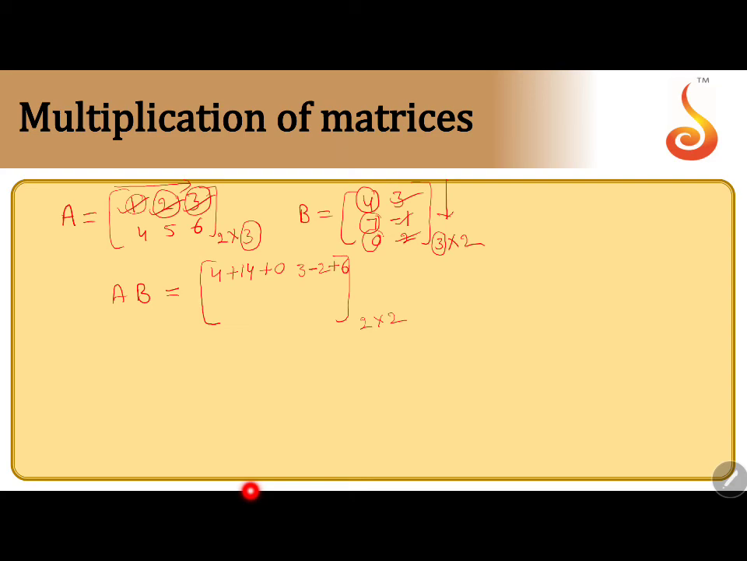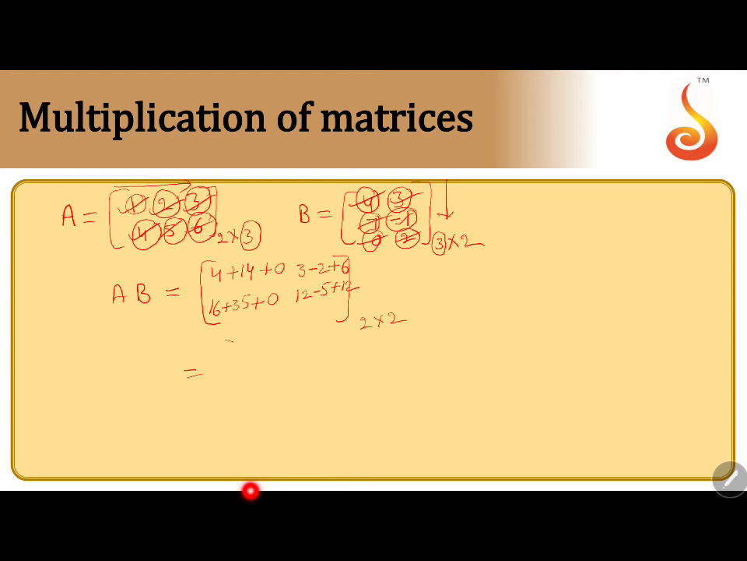Next, second row, first column. Second row from A, first column from B. 4 into 4, 16. 5 into 7, 35. 6 into 0, 0. Next, second row, second column. 4 into 3, 12. 5 into minus 1, minus 5. 6 into 2, plus 12.